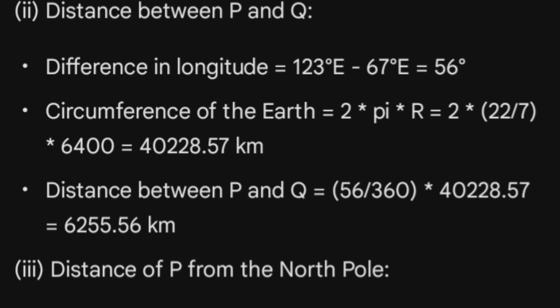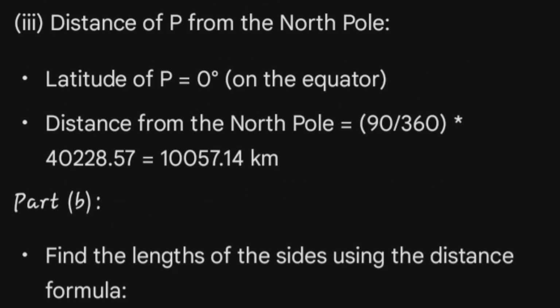Circumference of the Earth equals 2 pi r equals 2 times 22/7 times 6,400 equals 40,228.57 kilometers. Distance between P and Q equals 56/360 times 40,228.57 equals 6,255.56 kilometers.